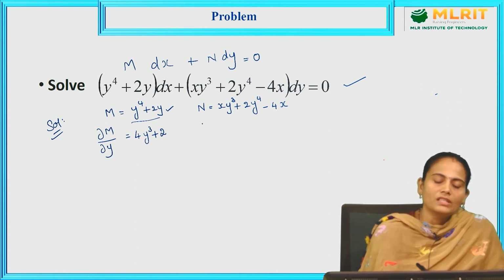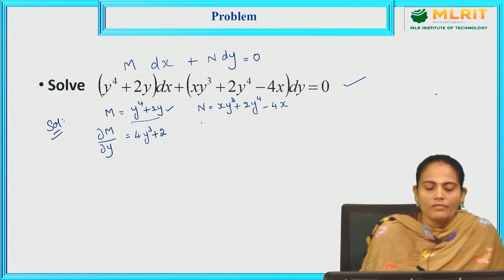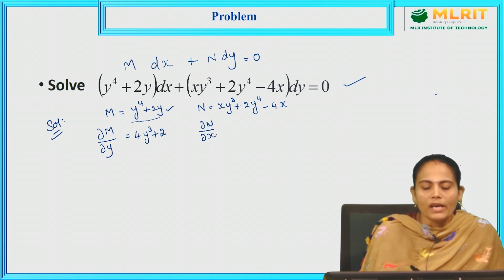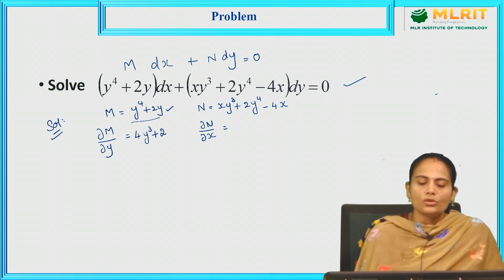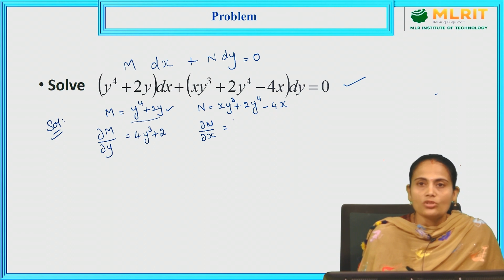And now see the differentiation of N with respect to x partially, ∂N/∂x. With respect to x we are differentiating partially, and here we are treating y terms as a constant.